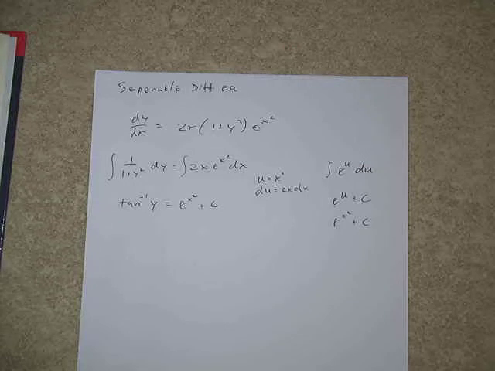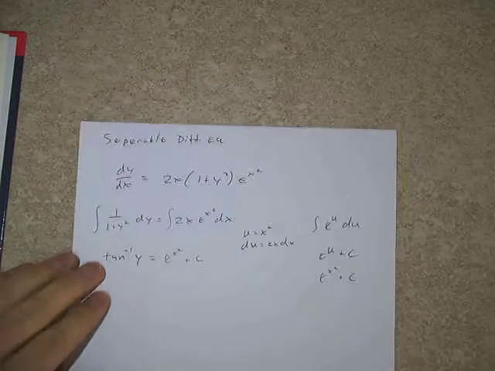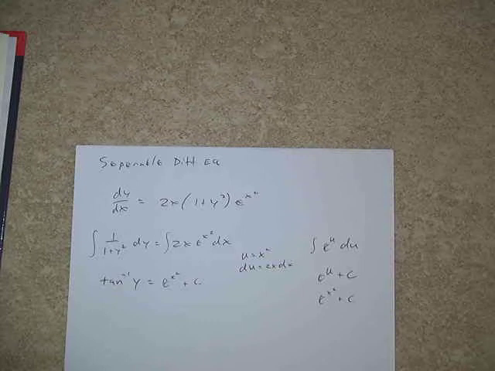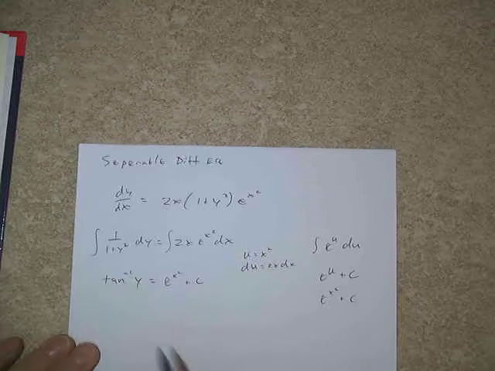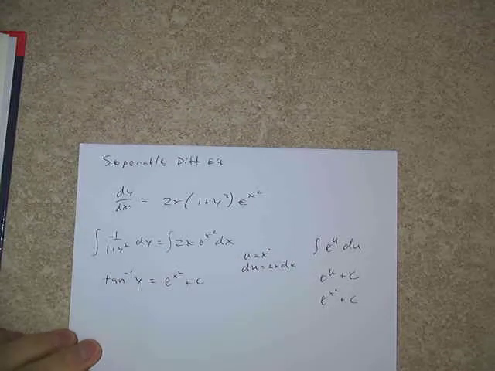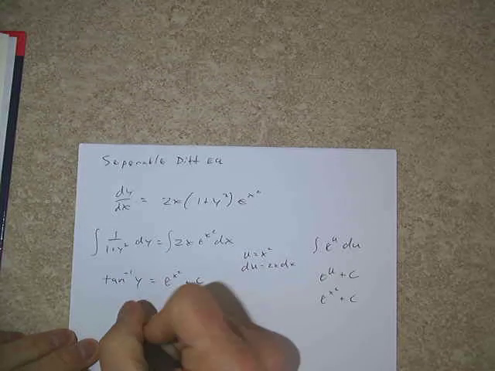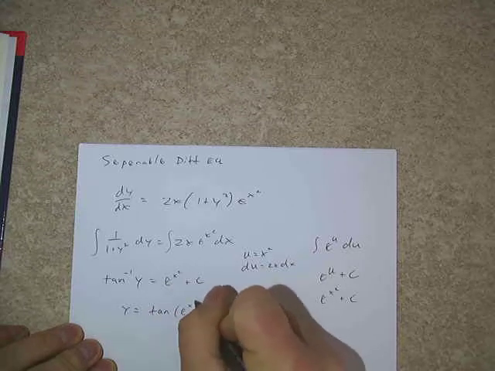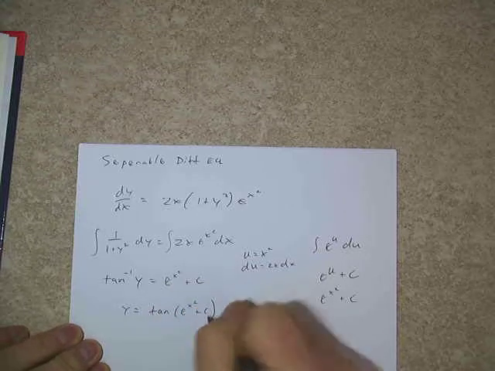Remember, ultimately the solution to any differential equation is the equation that this derivative came from. Okay? And in the scheme of things, what would be convenient is if this were an equation of y in terms of x. So if we can solve it for y, we definitely want to do that. And in this case, to get rid of tangent inverse, we just take the tangent of both sides. Tangent and tangent inverse undo each other, and we get y equals tangent of e to the x squared plus c.